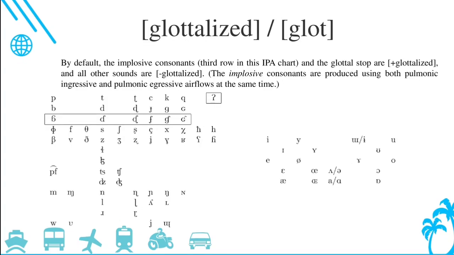And we come to the last, there's glottalic. By default, the implosive consonants, the third row in this IPA chart, and the glottal stop are plus glottalic, and all other sounds are minus glottalic. The implosive consonants are produced using both pulmonic ingressive and pulmonic egressive airflows at the same time.